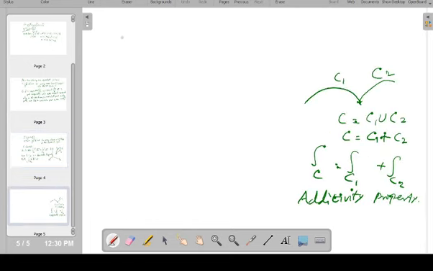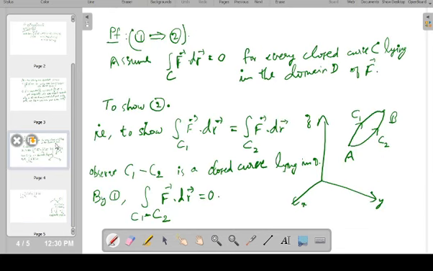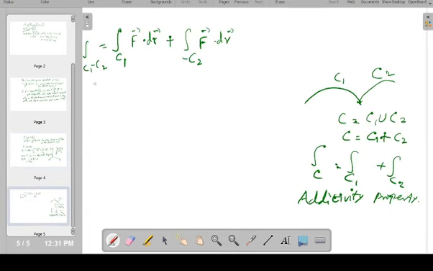So this implies that the integral over C1 minus C2 is the integral over C1 f dot dr plus the integral over minus C2 f dot dr. This is your integral over C1 minus C2. Okay? And C1 minus C2 is a closed curve, so the integral is equal to 0. So the left side is precisely 0. So what did I get?